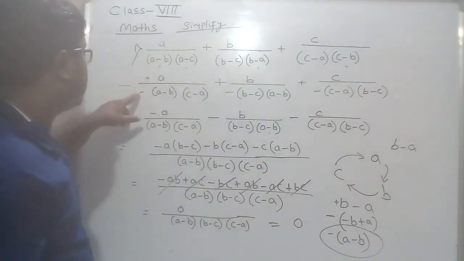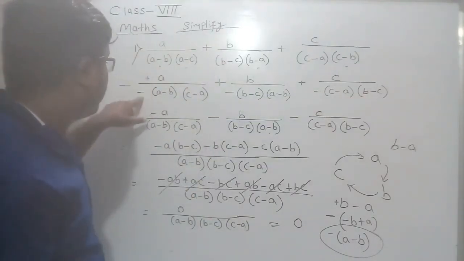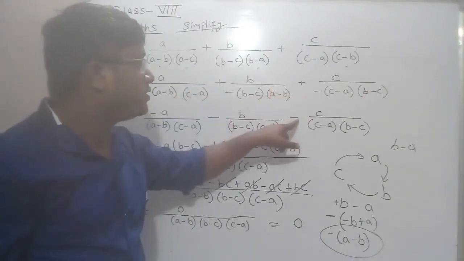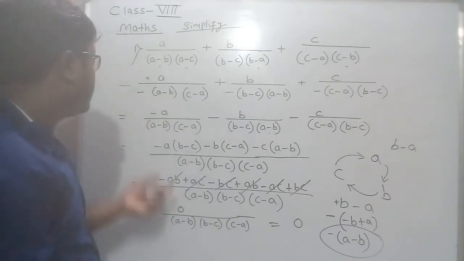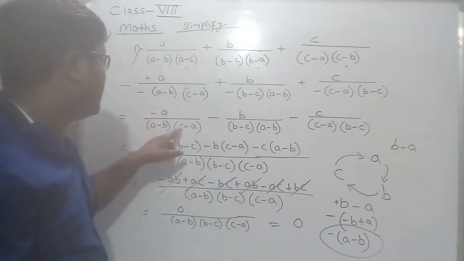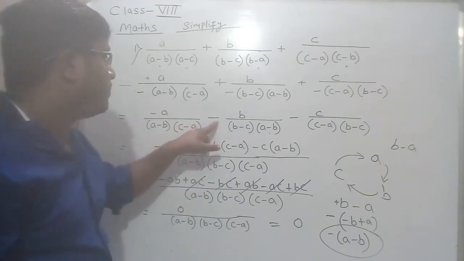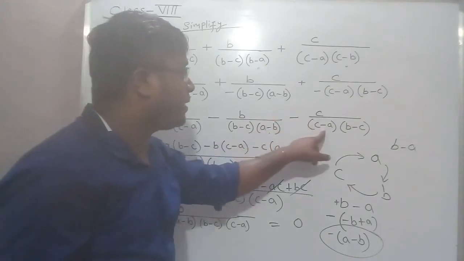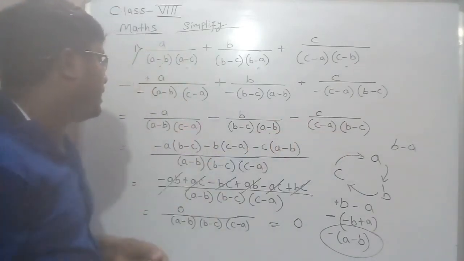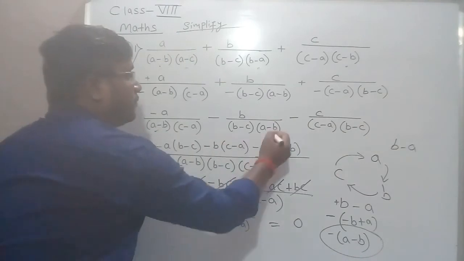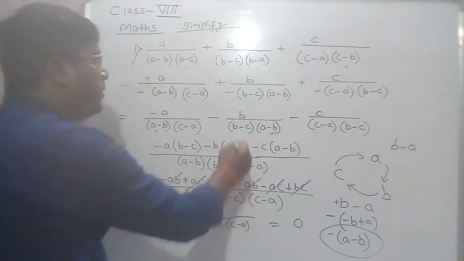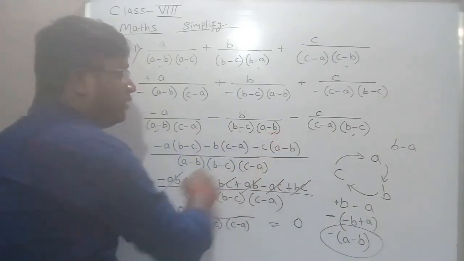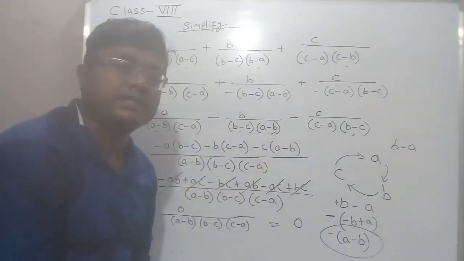After that, here plus, here it is your minus, plus divided by minus is your minus, plus divided by minus is your minus. Okay, so your question becomes minus A upon A minus B, C minus A, minus B upon B minus C, A minus B, minus C upon C minus A, B minus C. So now you take the LCM. A minus B, I have taken once. B minus C, I have taken once. C minus A, I have taken once. So this is our LCM.